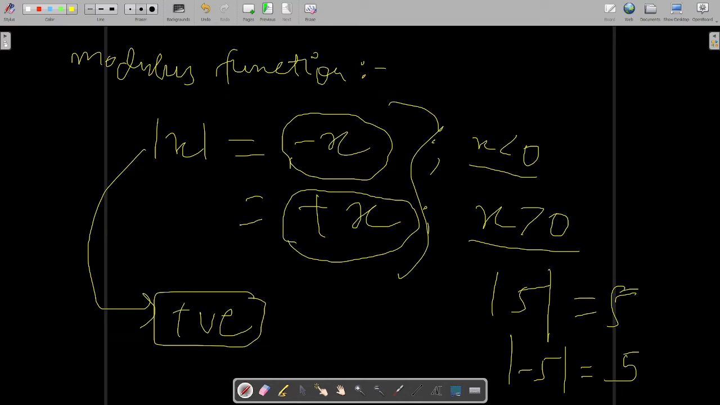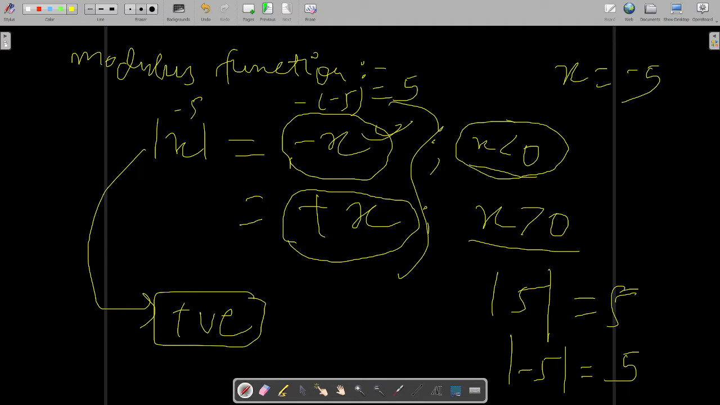Just put x equal to minus 5 over here. As soon as you put x equal to minus 5, it comes like this, and minus into minus will eventually become plus, right? Because this condition will hold good for x equal to minus 5, since x is smaller than 0. So minus into minus will become plus 5. That's why for x smaller than 0, modulus x opens with a negative sign, and for x greater than 0 it opens with a positive sign. You must have got it now.